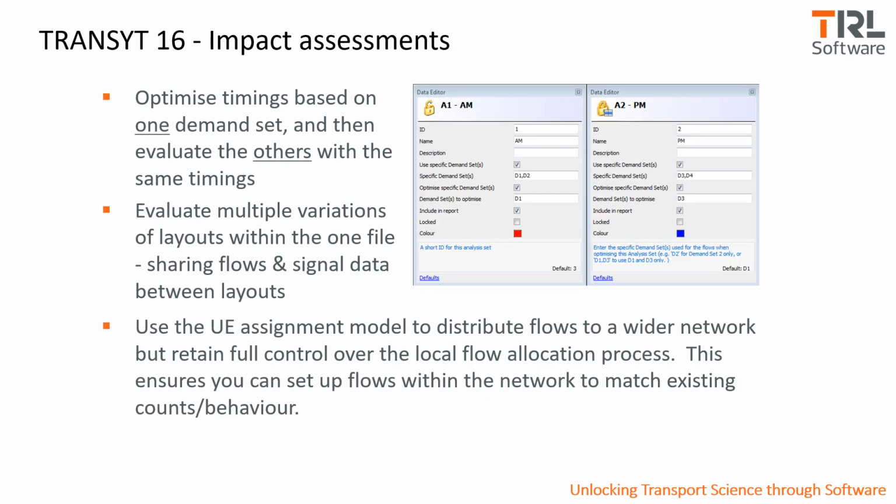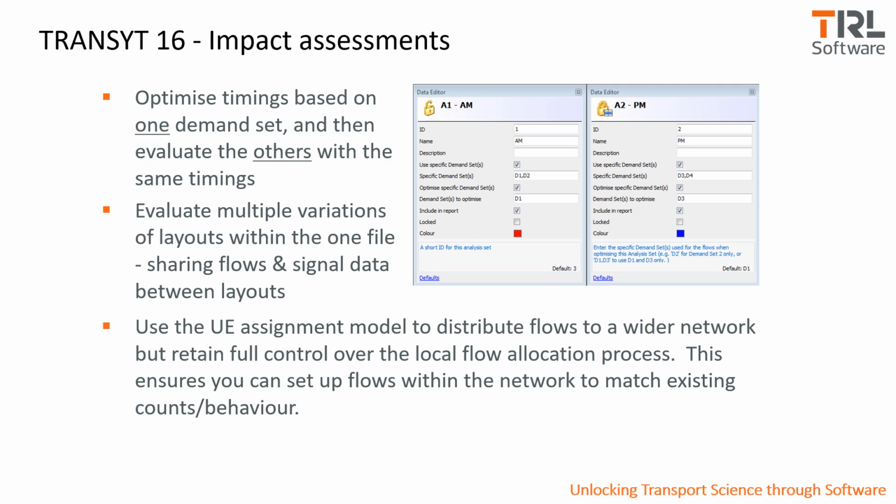More on impact assessments. Another new feature in Transit 16 is what you can do is you can specify specific demand sets to run with the analysis set as shown here, D1 and D2 for AM and D3 and D4 for PM. But additional to that, you can also specify that you're going to optimize based on the specific demand set. So that allows you to say, for example, that you can run the model, optimize it based on demand set 1, and then you can run demand set 2 automatically, but it will be using the timings from the optimized set. So there'll be evaluation runs using existing timings.